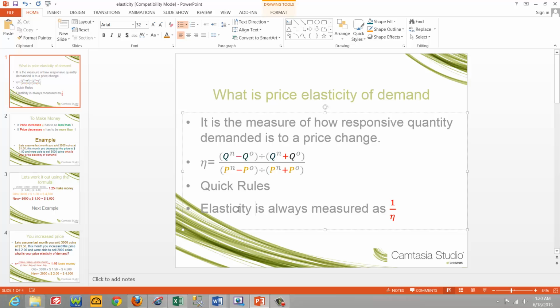First off, elasticity is always measured as 1 over n, and this n, this weird looking n, is the symbol for elasticity. Alright, move to the next slide.